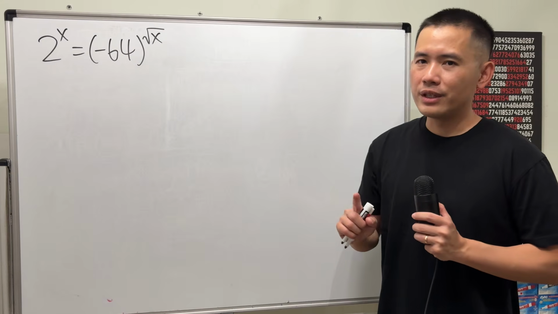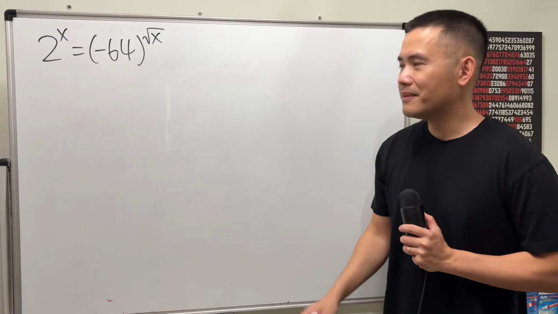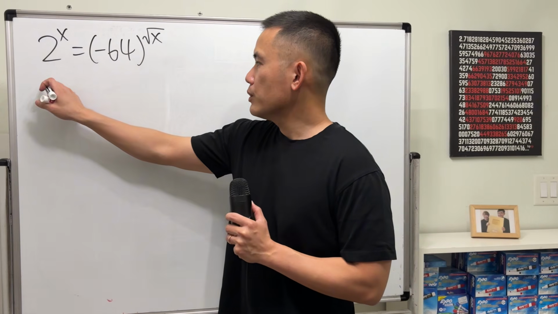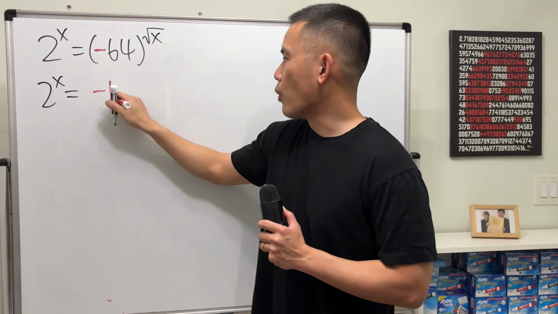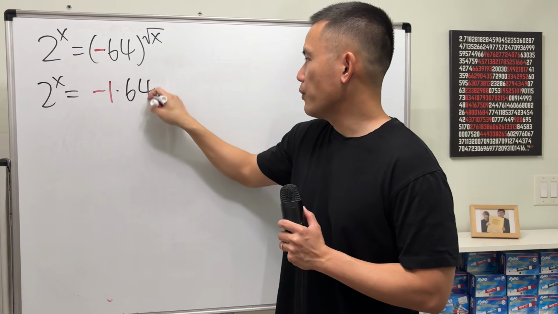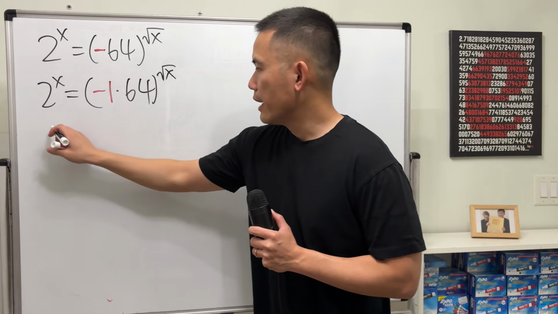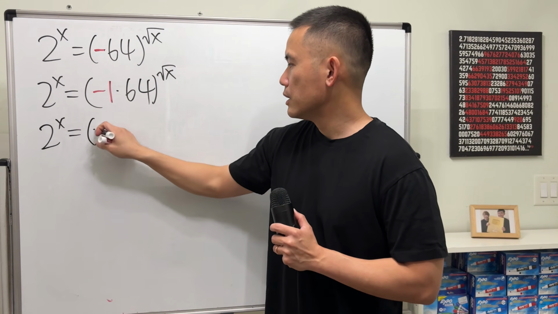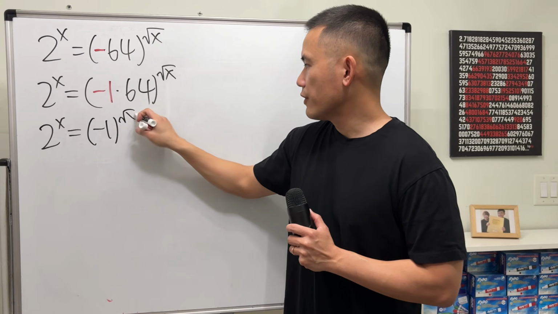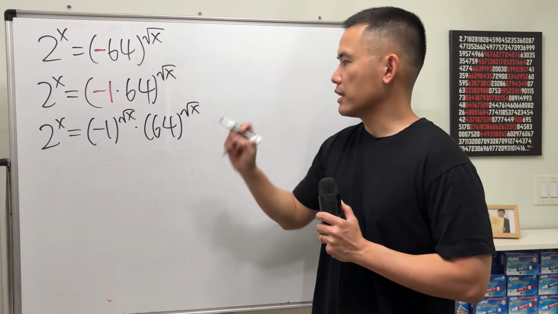So if you haven't done so already, please pause the video and try this first before you watch the solution. Done? Here we go. What I'm going to do is I will actually look at this right here as negative 1 times 64 and then raised to the square root of x power. And then because the inside is just multiplying, I can put this to the square root of x power and then times 64 to the square root of x power.